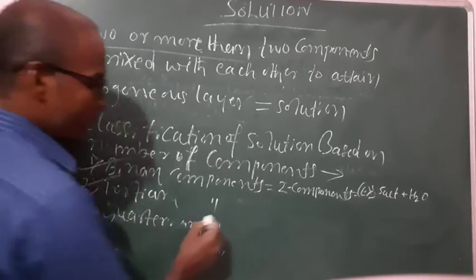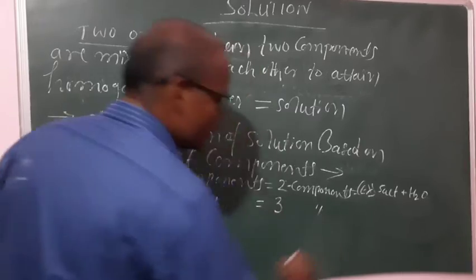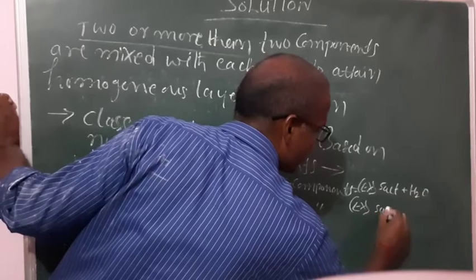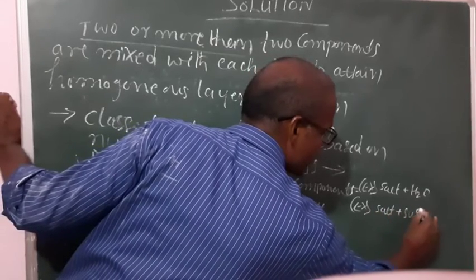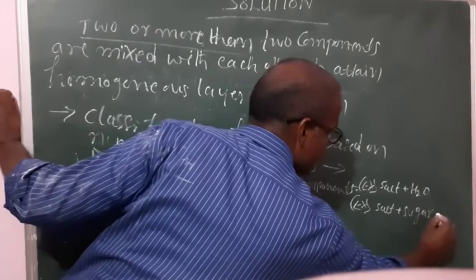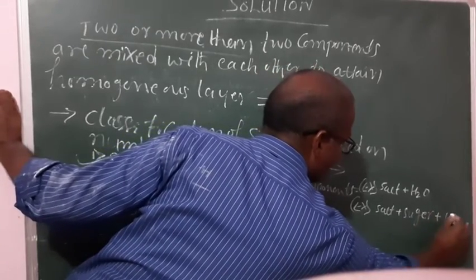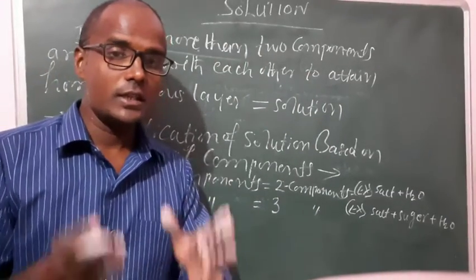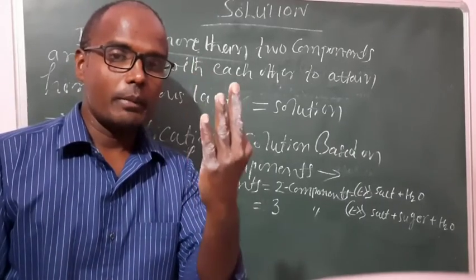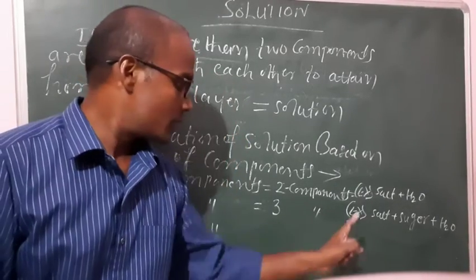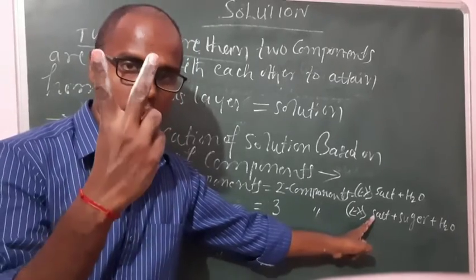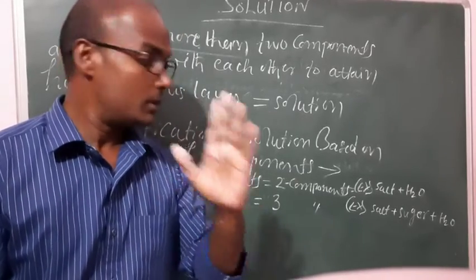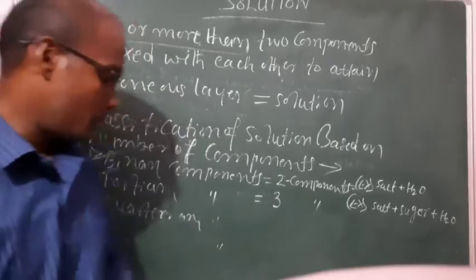Second one, tertiary component. Tertiary component means three components. Examples of three components are salt plus sugar plus water. It means a solution which is prepared using three components: salt, second one sugar, third one water. By using three components, we prepare the solution. So that is the tertiary components.